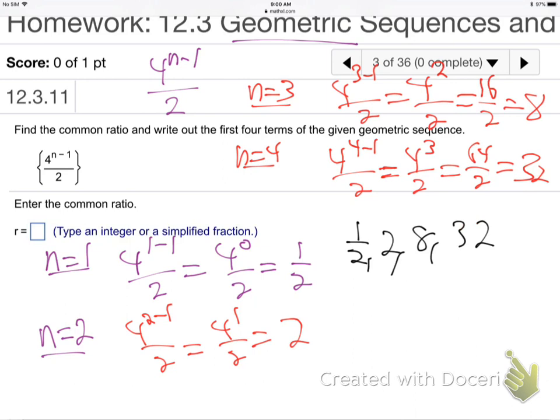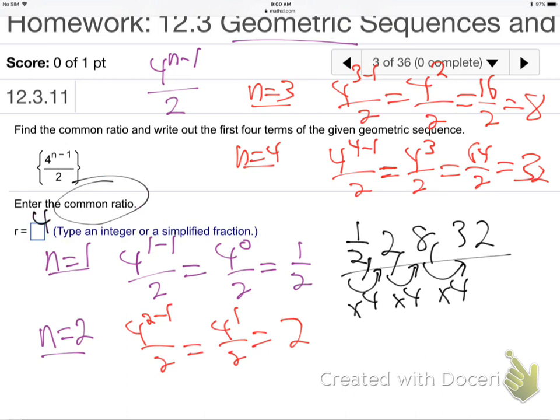And so the question for us is, what's going on from term to term? What's making a half become 2, and 2 become 8, and 8 become 32? Times them by 4, isn't it? We good with that? It's going times 4, times 4, times 4. Half times 4 is 2, 2 times 4 is 8, 8 times 4 is 32. It's going times 4 every time. So that's called the common ratio. So the common ratio is 4, and then they want the first four terms, and we're done.